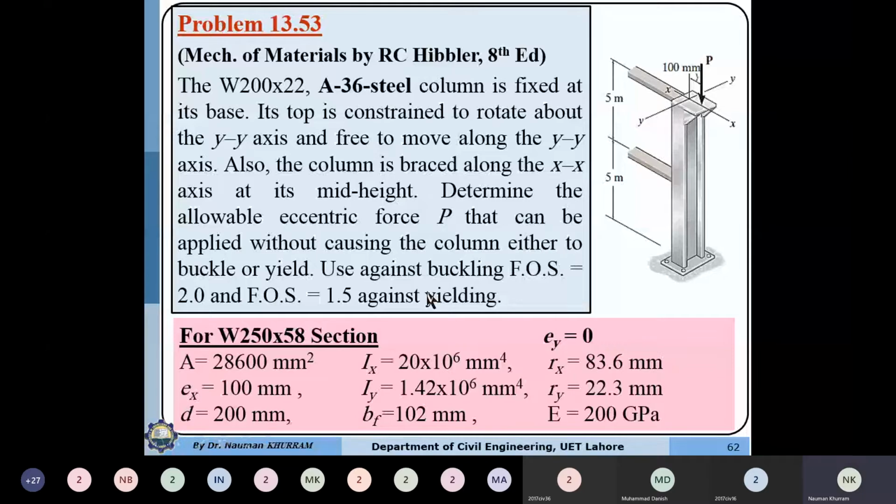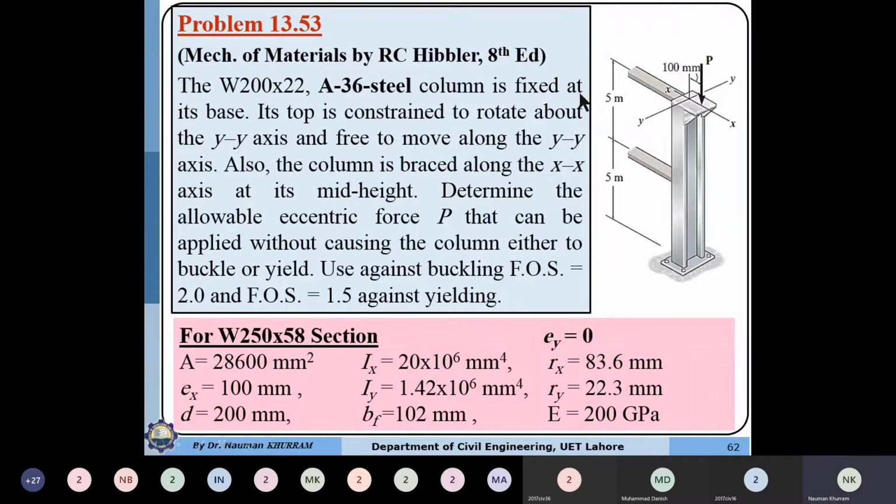Okay, here, this is the comprehensive problem. This is a problem in detail that we have to solve. This is a problem I have taken from the Mechanics of Materials by R.C. Hibbeler, 8th edition, and the problem number is 13.53. So we are given this W section, which is 200 into 22. It is made of A36 steel. A36 steel means that sigma y is equal to 250 megapascal.